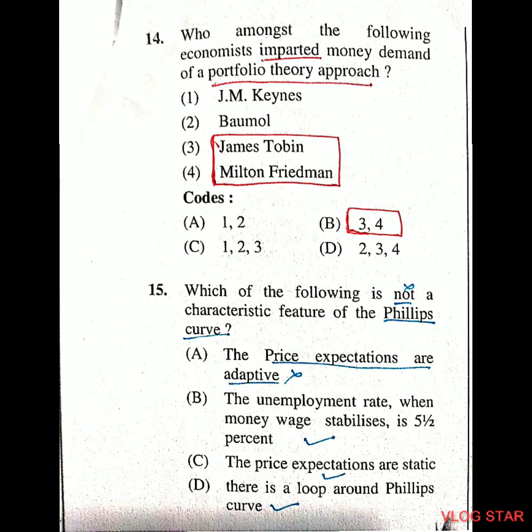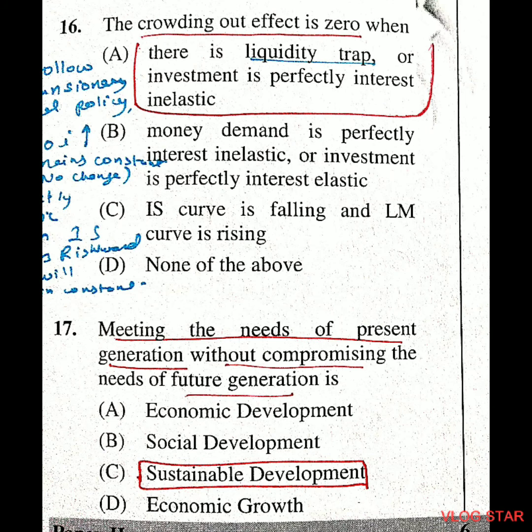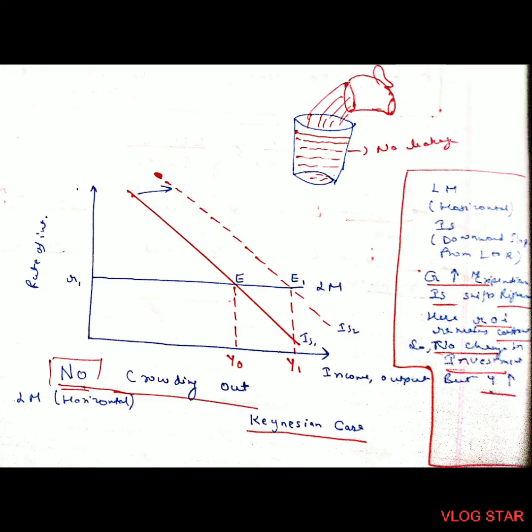Last one, there is a loop around Phillips curve. And Phillips curve shows the relationship between inflation and unemployment. I have made a video on this previously. 16th question. The crowding out effect is zero when there is liquidity trap or investment is perfectly interest inelastic. I have previously made a video on this. You can go through that for complete detailed information.